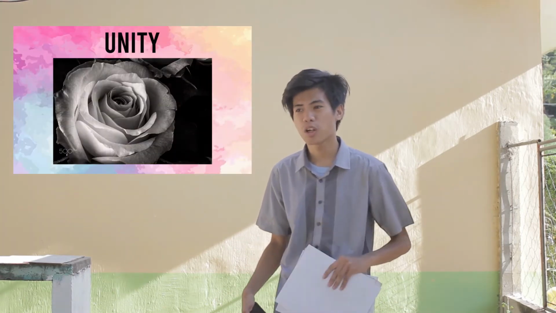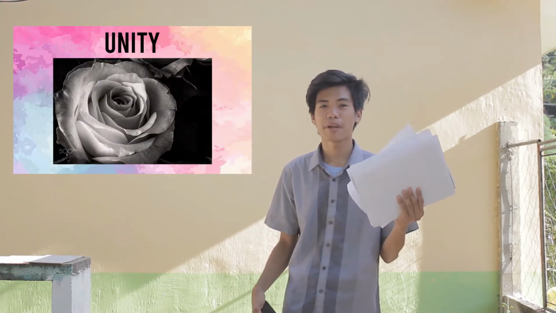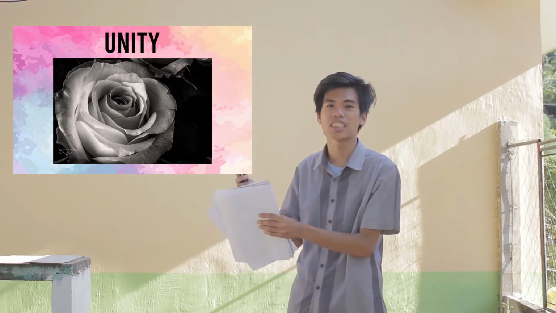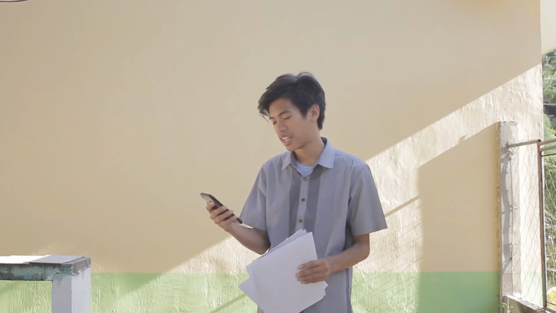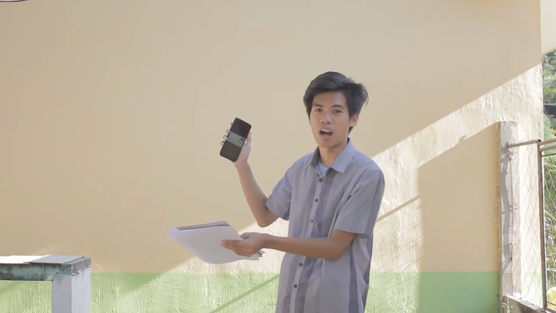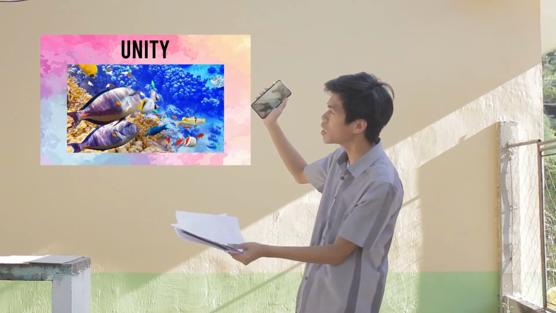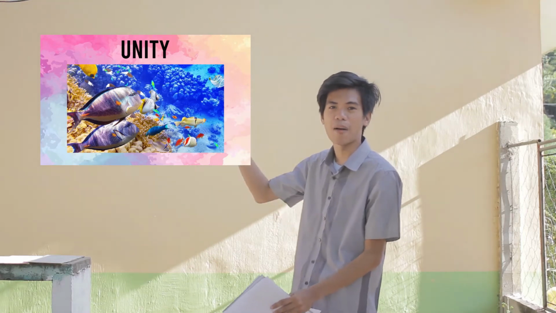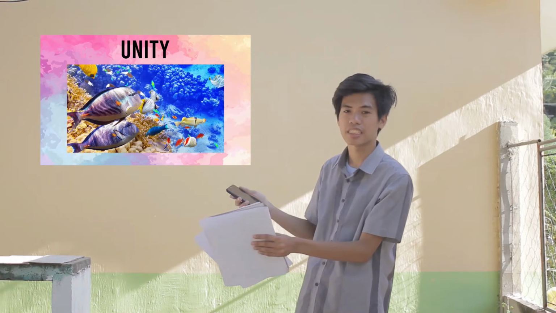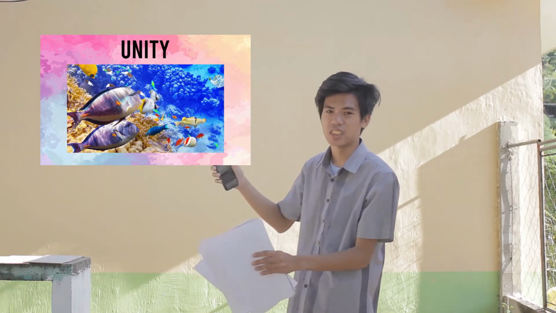Unity can also be linking of all colors. For example, monochrome. So what is monochrome? Monochrome is an image with black and white color. So it can also be called unity because they are unified. And another example is an aqua picture. As you can see in this picture, there are different animals, united by the corals and the sea. So it can also be called unity.